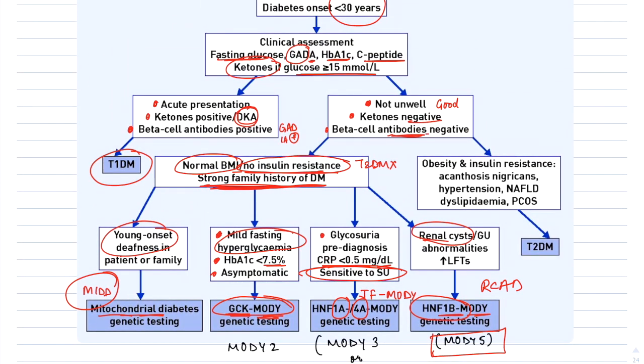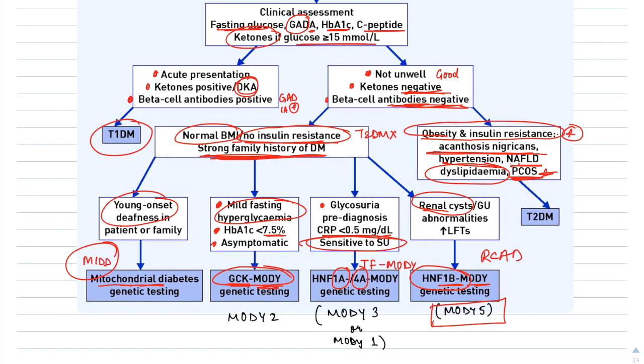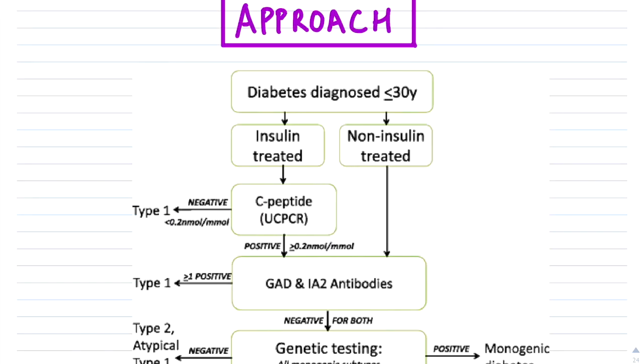Now the patient who has antibodies negative, ketones negative, but has obesity and insulin resistance, with signs of insulin resistance like acanthosis nigricans, associated hypertension, non-alcoholic fatty liver disease, dyslipidemia, or a complex of insulin resistance syndromes associated with PCOS in females, then it points towards the presence of type 2 diabetes.